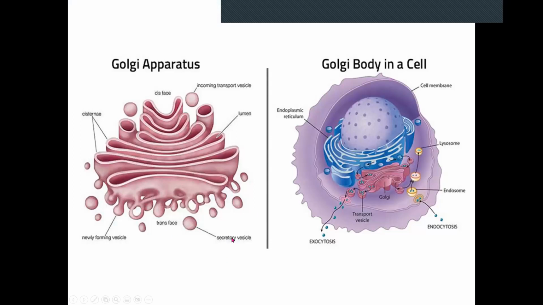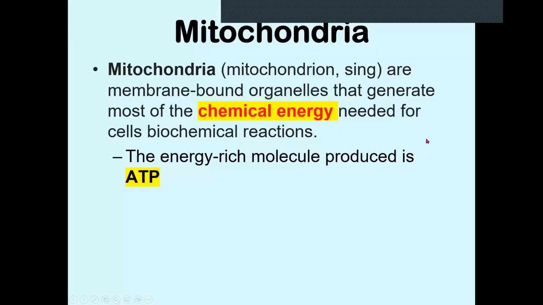So this is showing the relationship. That's sort of a general diagram of the Golgi apparatus. And this is a more inclusive sort of diagram. I don't think I need to mention any more here.